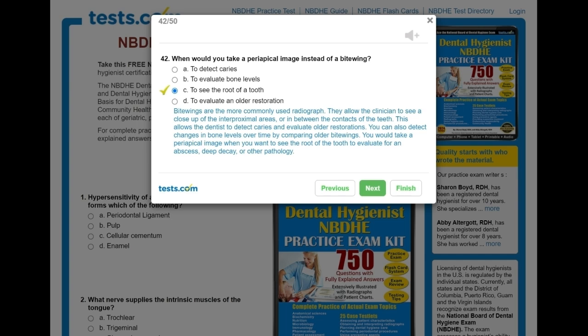You would take a periapical image when you want to see the root of the tooth to evaluate for an abscess, deep decay, or other pathology.